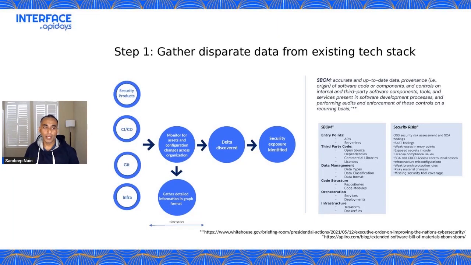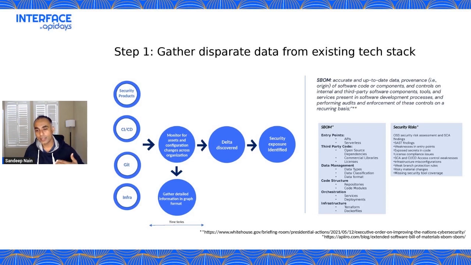Now, this is nothing big as such, because it's essentially an SBOM, software bill of materials. If you don't know what a software bill of materials is, as per the definition in the Executive Order on Improving the Nation's Cybersecurity, which was released by the White House in 2021, it's an accurate and up-to-date data provenance of software code or components and controls of internal and third-party software components, tools, and services present in software development processes, and performing audits and enforcement on these controls on a recurring basis.